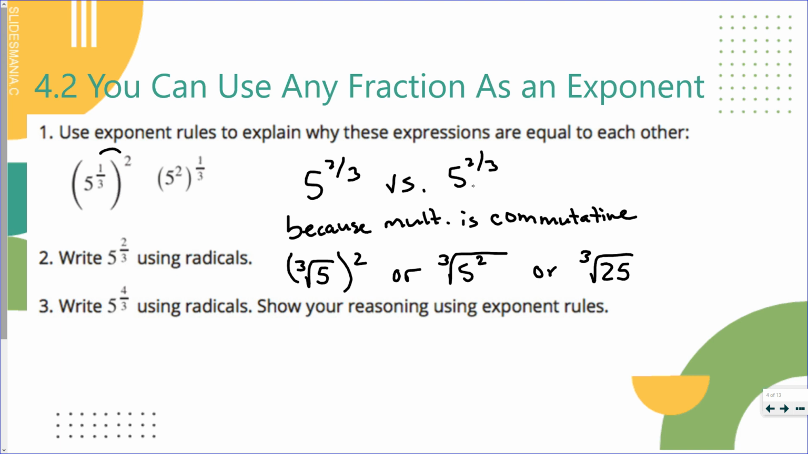Okay, what about 5 to the 4/3? So again, let's write it out. We can do it any one of these ways, right? So I could do the cube root, say 5 to the 4th, and I know this because 4/3 is equal to, say, 1/3 times 4. So I could do an exponent of 1/3, there's my cube root, and 5 to the 4th. Now this is a little bit harder to do in your head. It's the cube root of 625.